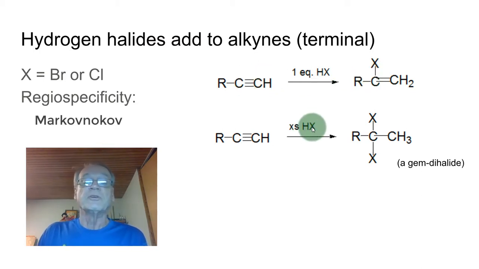Now if we add excess HCl or HBr, it happens a second time. So this alkene adds another equivalent of hydrogen on that carbon, becomes CH3, and adds another halogen on that carbon, so it becomes two halogens on the same carbon. By the way, that's called a gem dihalide. Earlier on we saw a vic dihalide is two halogens on adjacent carbons. Here a gem dihalide is two halogens on the same carbon.